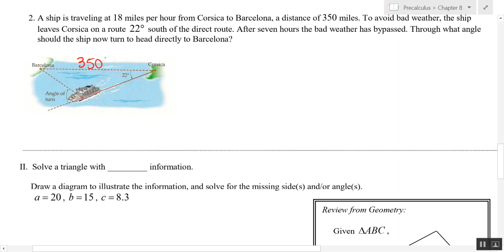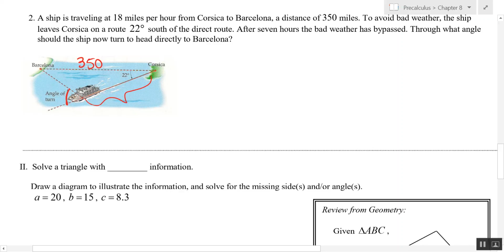miles right there. To avoid bad weather, the ship leaves Corsica on a route 22 degrees south of the direct route. After 7 hours, the bad weather has bypassed. Through what angle should the ship now turn to head directly to Barcelona? So we've got 22 degrees labeled. We know that we're going to head back to Barcelona at some point, but we need to find this angle of turn. And notice it's an exterior angle, not an interior angle, so we'll have to deal with that as well. First thing we need to know is exactly how far the ship has traveled.